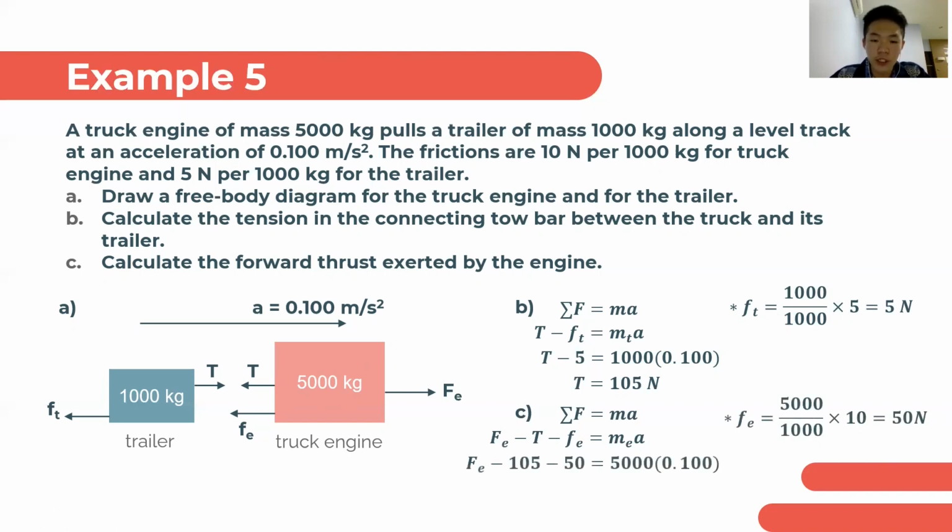minus the tension which we got before, which is 105 newtons. So minus 105 minus friction, which is 50, equals the mass 5,000 times the acceleration 0.100. 5,000 times 0.100 gives us 500, and negative 105 minus 50 gives us negative 155. Transposing negative 155 to the right side gives us positive 155. So 500 plus 155 gives us 655 newtons. So our answers for B and C are 105 newtons and 655 newtons.